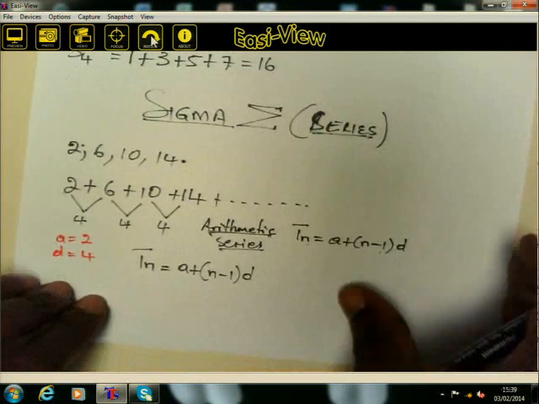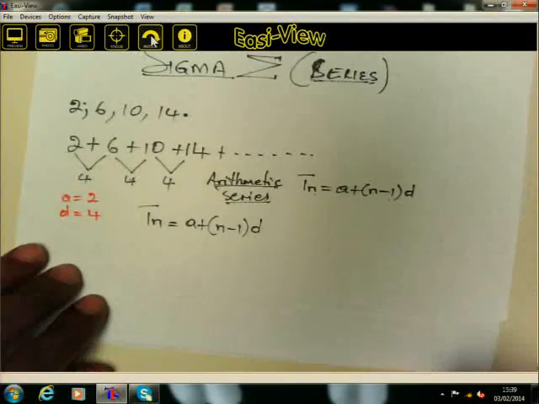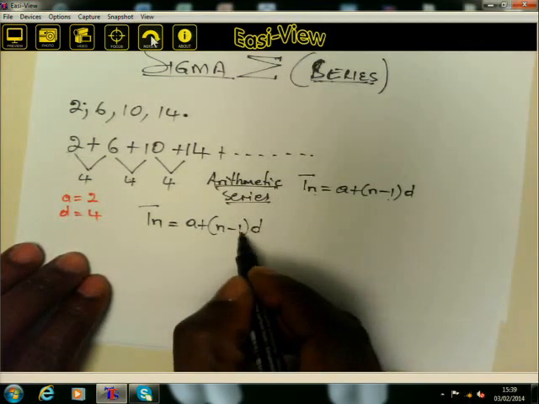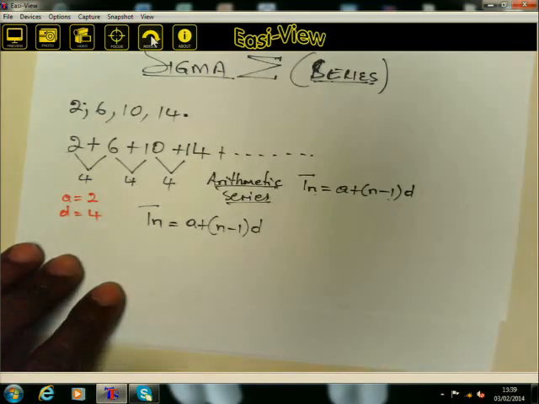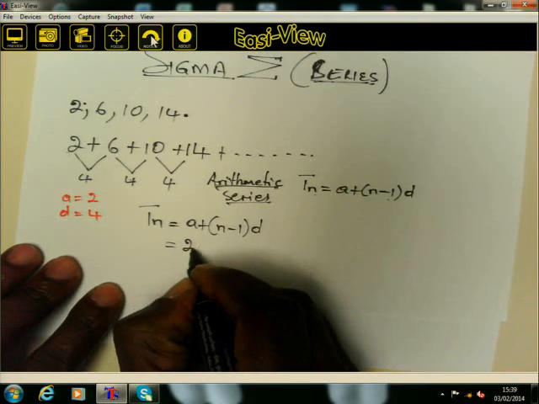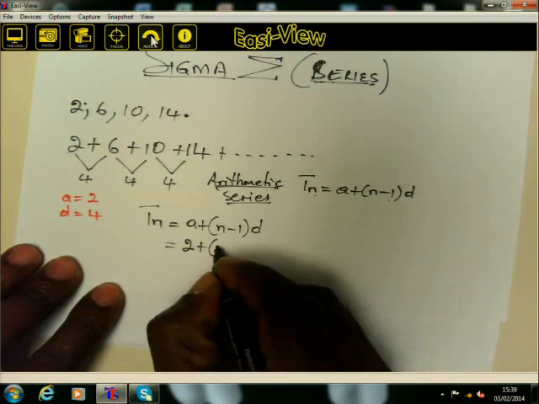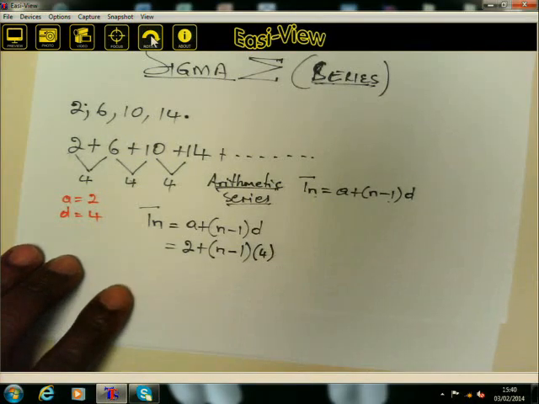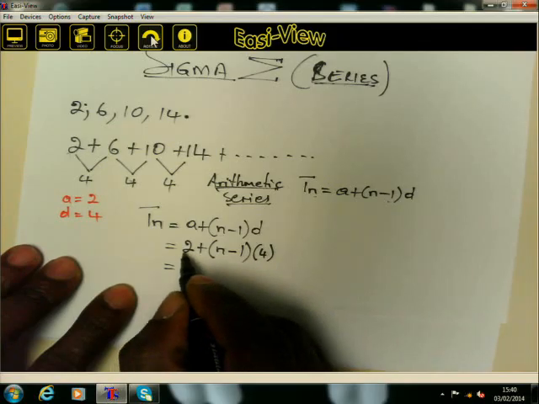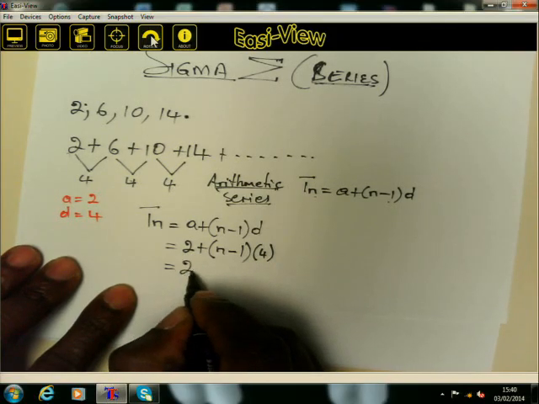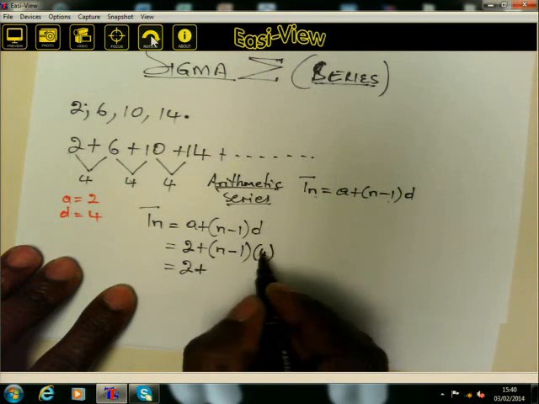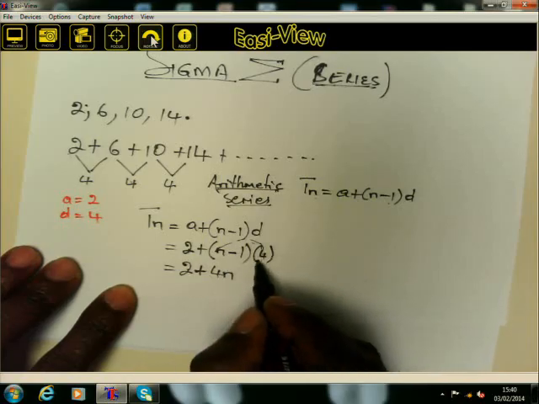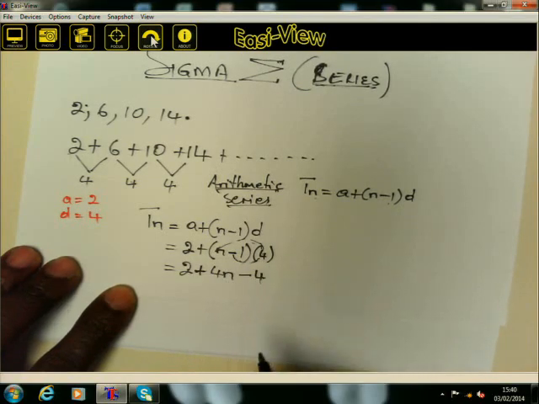I repeatedly say this formula or this general term so that it gets into our mind. It's nice to know the formula by heart: a plus n minus 1 times d. Then we substitute into that. So a is 2, added to n minus 1, multiplied by the difference, which is now 4. What is the answer to that? This becomes 2 plus, we multiply there. Don't forget, we multiply there. This is now 4n, and we multiply that one, it gives us minus 4.